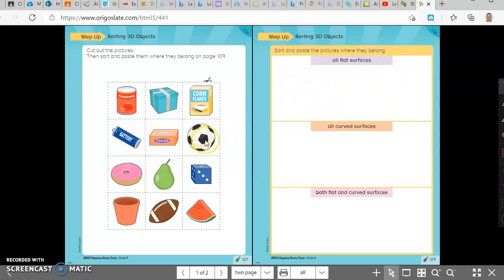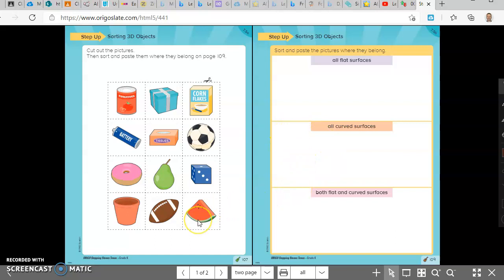Now how about this soccer ball? Is there only curved, or is there some flat surfaces there? Is it only flat? No, it's round. It's a sphere. It's only curved all the way around it. It's like the globe, like the earth, right? Only curved surfaces. It's going to go here.